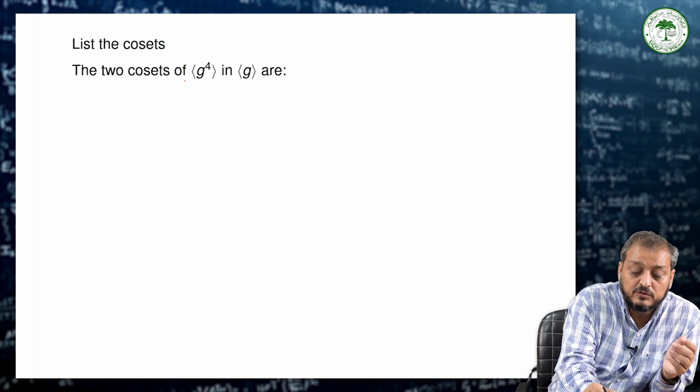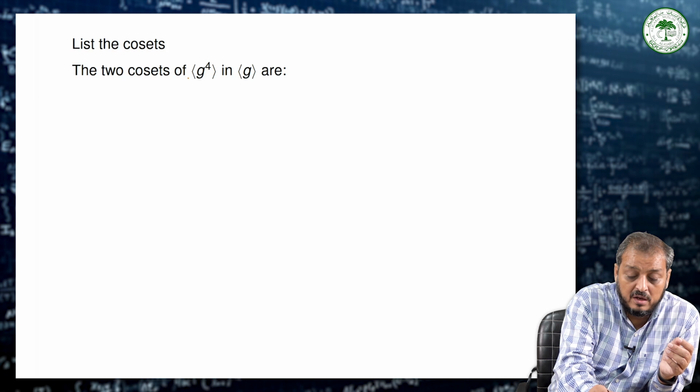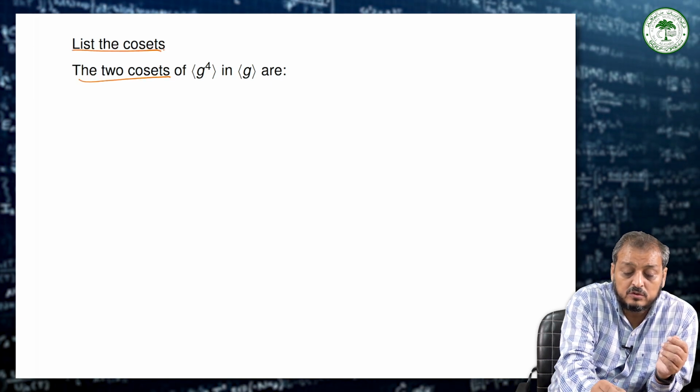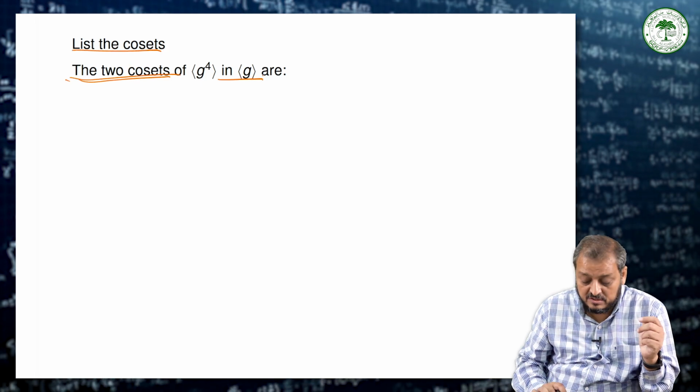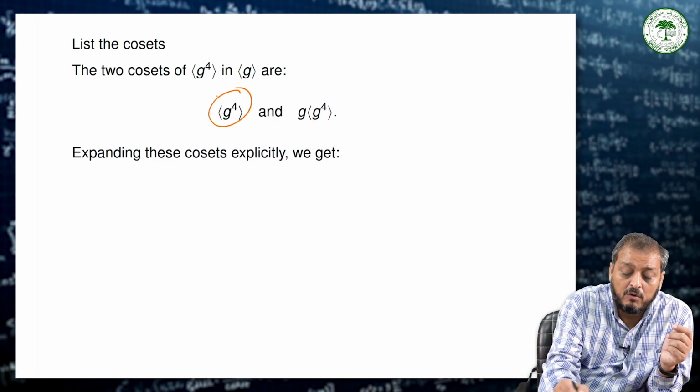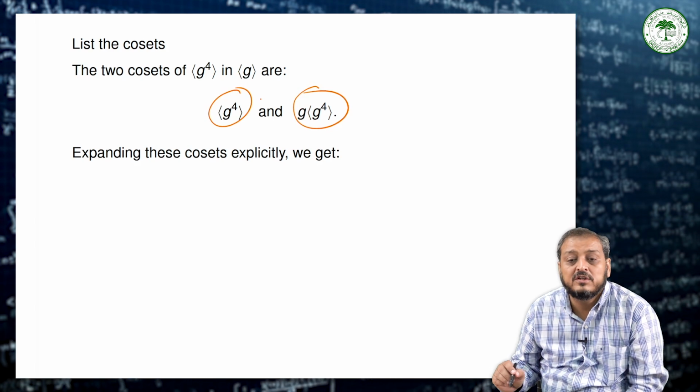To list the cosets, the 2 cosets of g to the power 4 in G are g to the power 4 and g into the group generated by g to the power 4.